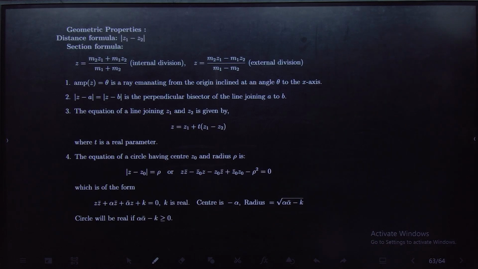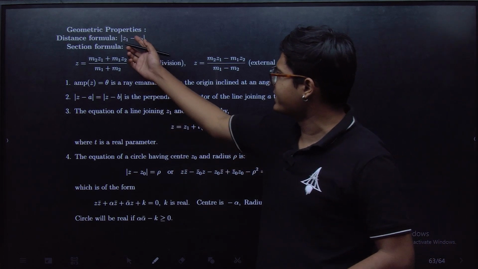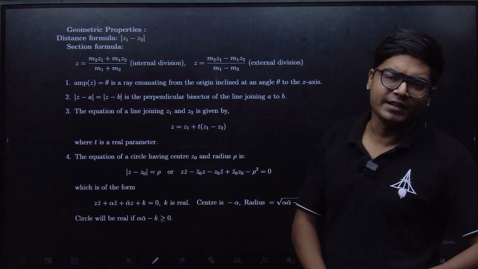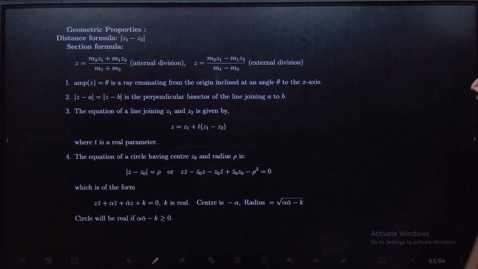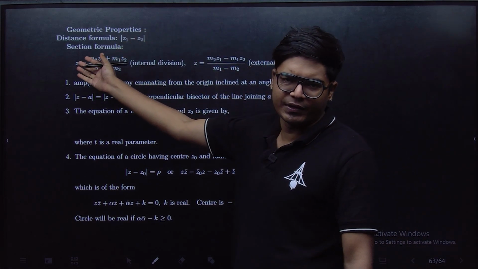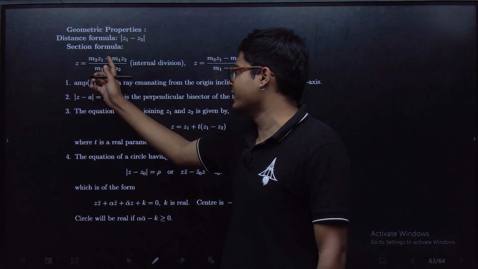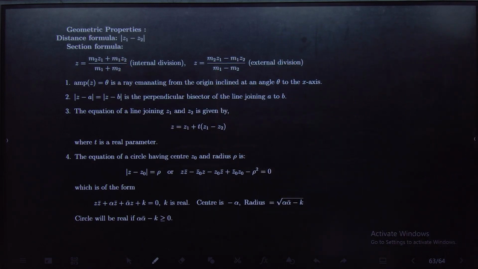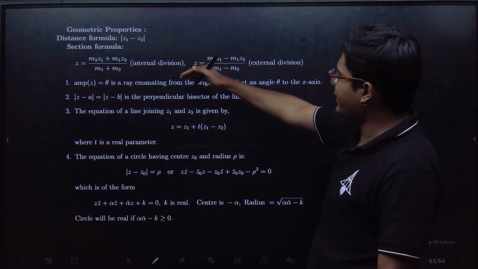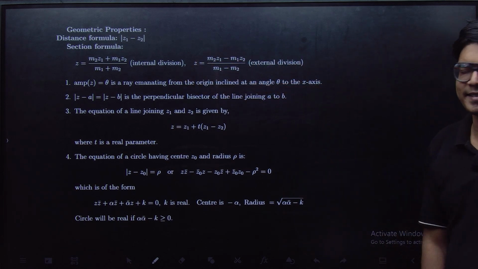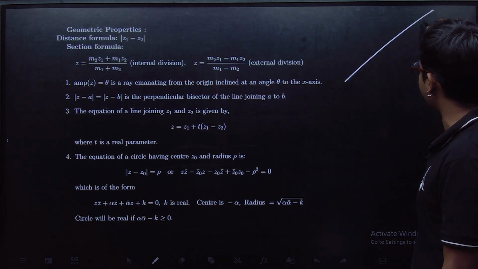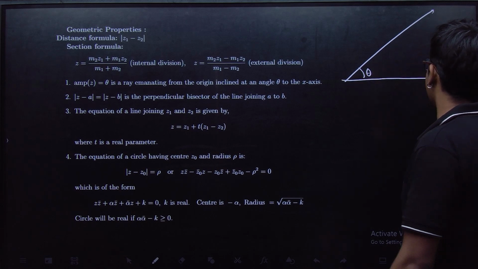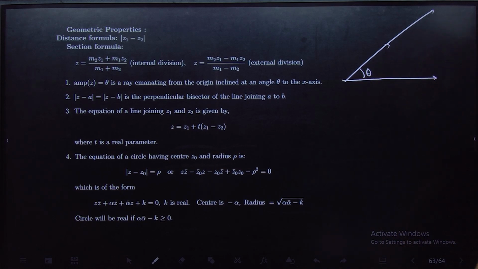Okay. Some geometric properties. So the distance between two complex numbers z1 and z2 is nothing but the absolute value of z1 minus z2. Section formula for internal division, it's the same as what you do for coordinates. So it's (m2 z1 + m1 z2) divided by (m1 + m2), and for external division the plus sign changes to a minus sign. Amplitude of z equal to theta is the ray emanating from the origin inclined at theta to the x-axis. So it's basically this entire line which makes a constant argument theta with the positive x-axis. This is the ray.